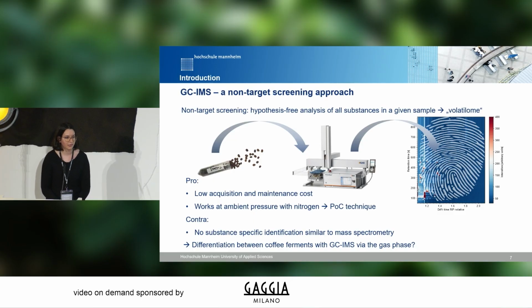Again, you can see here that we have an instrument that has very low maintenance and operation costs, and that works under ambient pressure. However, we have very little substance-specific identification measures because it is not mass spectrometry. The question that we still asked ourselves was whether we can differentiate the different fermented coffees with this volatile fingerprint, with this GC-IMS, via the gas phase.